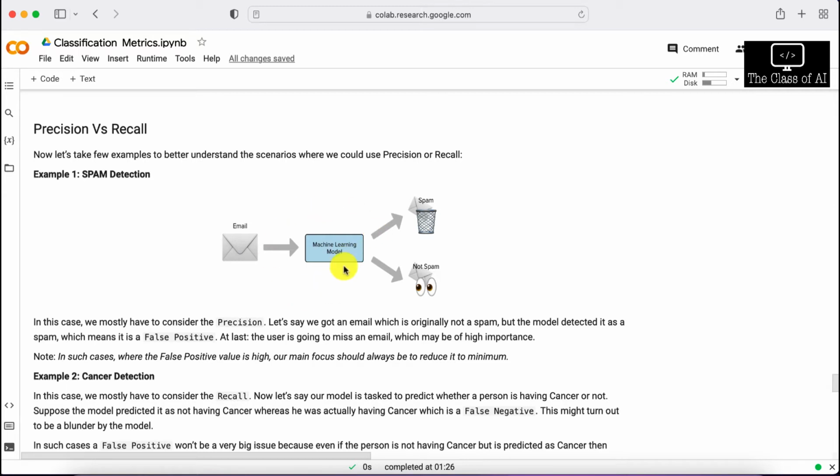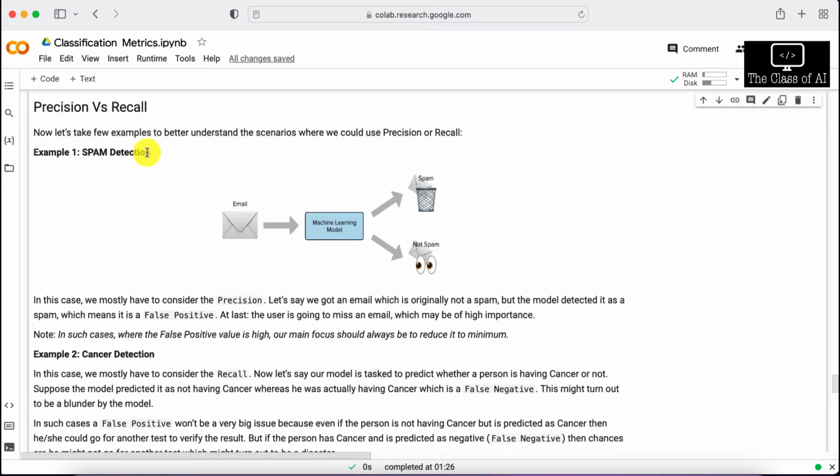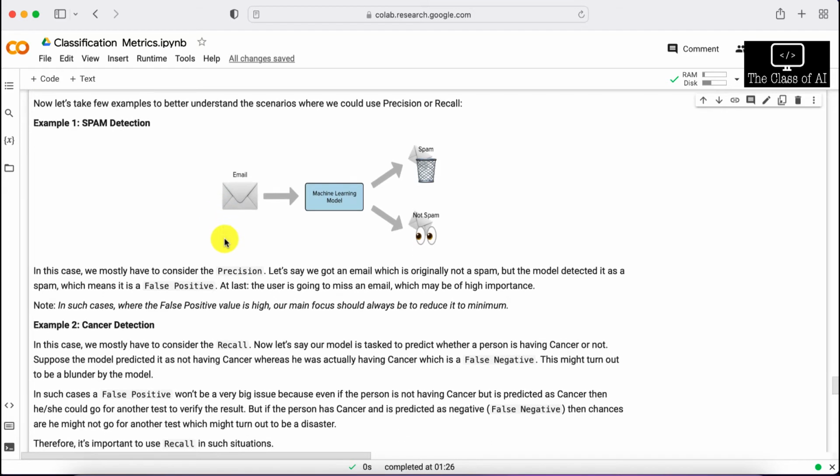In such cases, this type of machine learning problem will try to minimize the precision error, or you can say we'll try to maximize the performance of this. So we want as high a precision as we can.